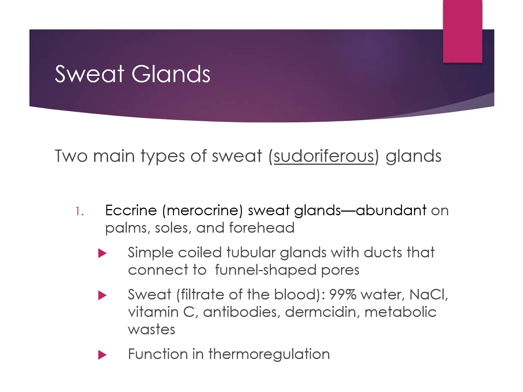Your sweat glands are sometimes called sudoriferous glands. Sudoriferous, and I'd like for you to learn this term. There are two main types of sudoriferous glands. First, you have the eccrine sweat glands. These are abundant on the palms of your hands, the soles of your feet, and on your forehead.